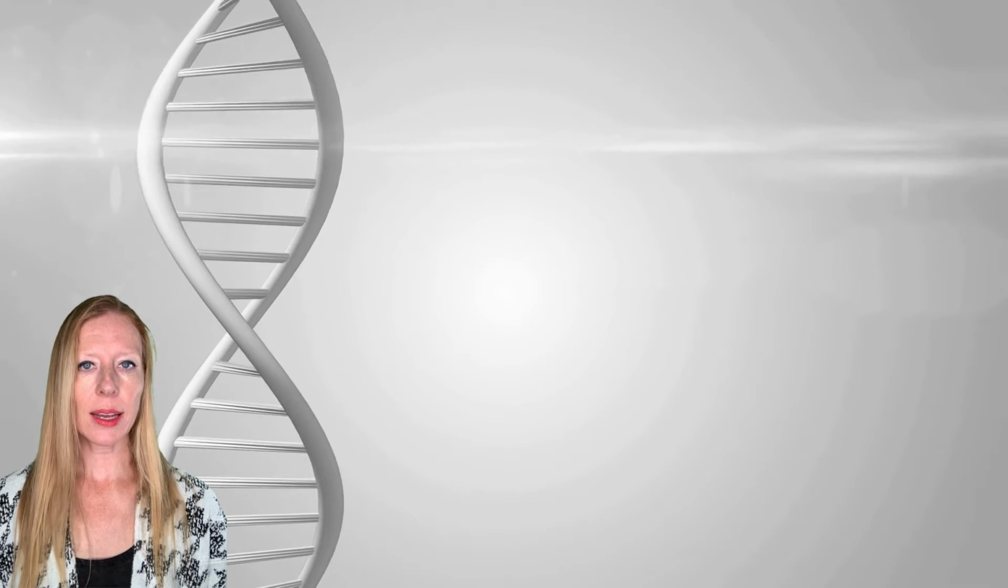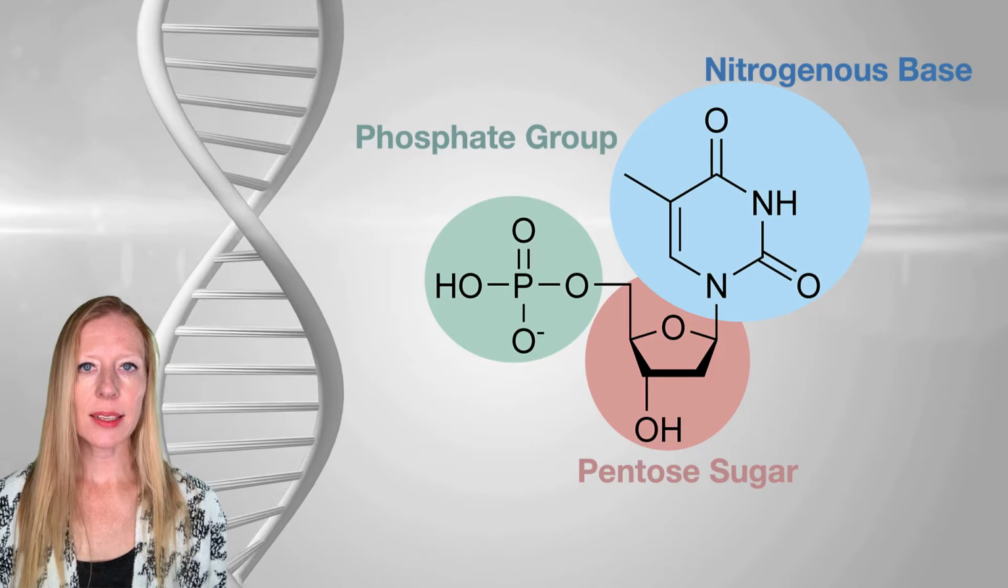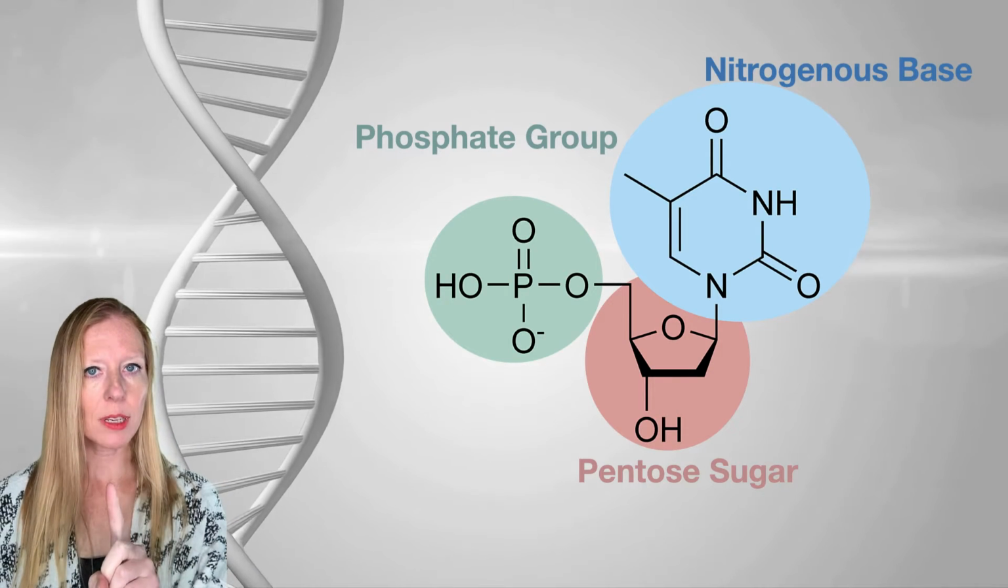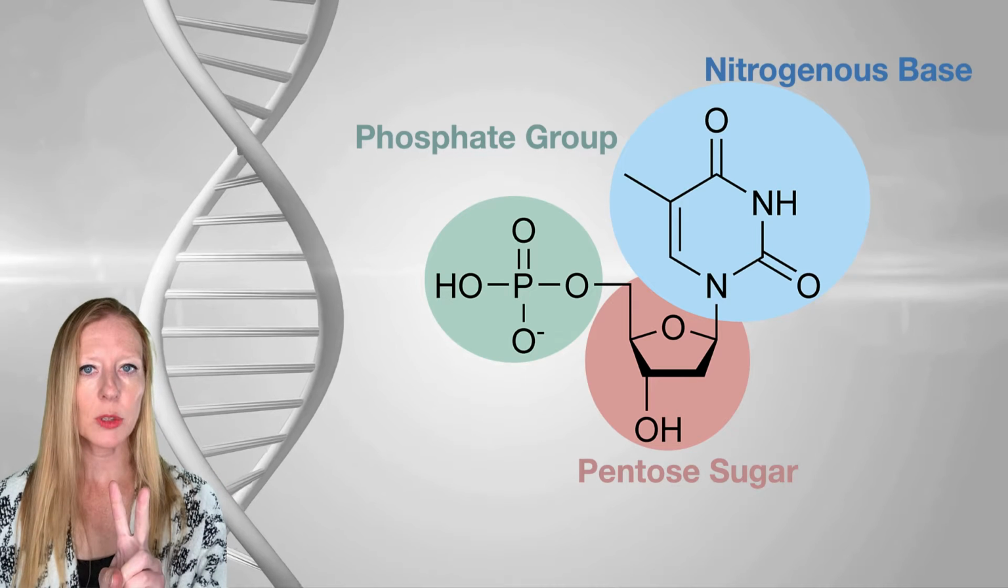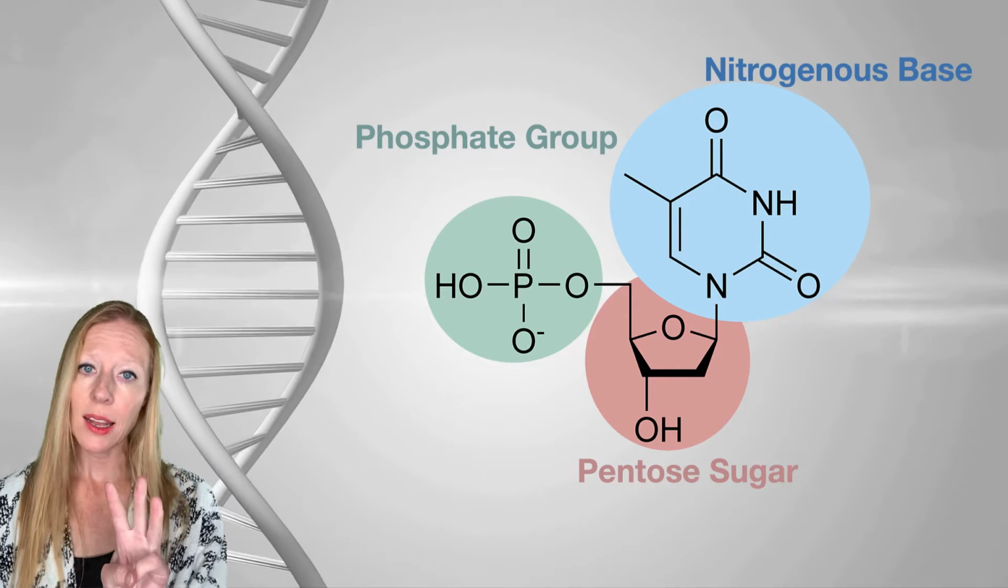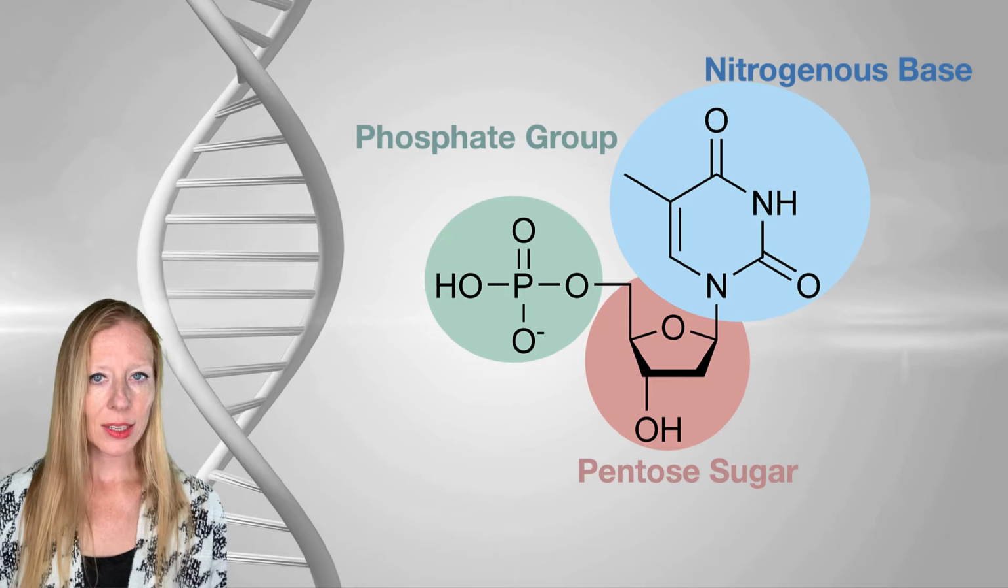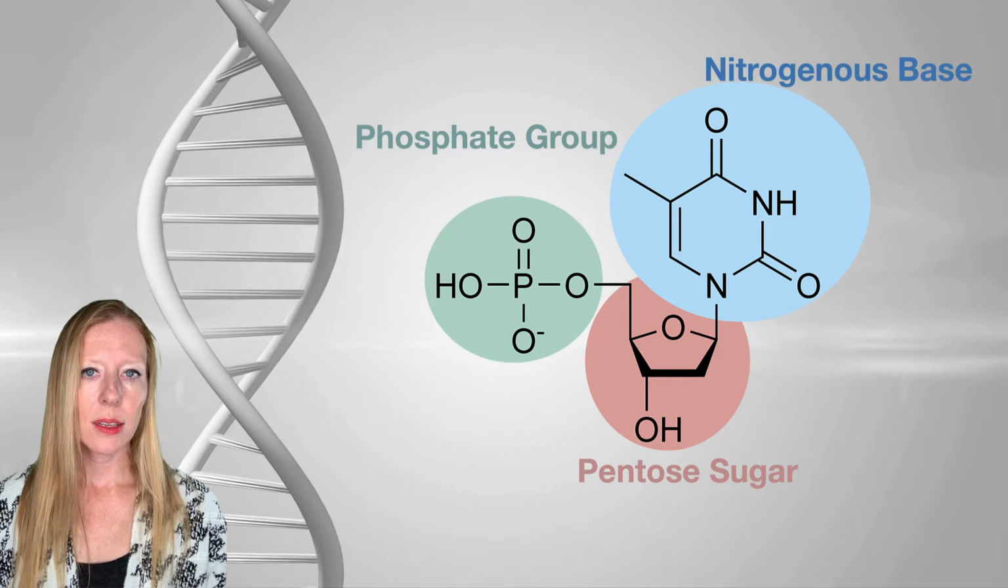In this video, we'll start to explore the structure of nucleic acids, starting with the basic building blocks. The monomer of nucleic acids is the nucleotide. Nucleic acids are polynucleotides. And all nucleotides have three parts: one or more phosphate groups, a pentose sugar, which means a sugar with 5 carbons, and a nitrogenous base. Let's look at each of these three elements.